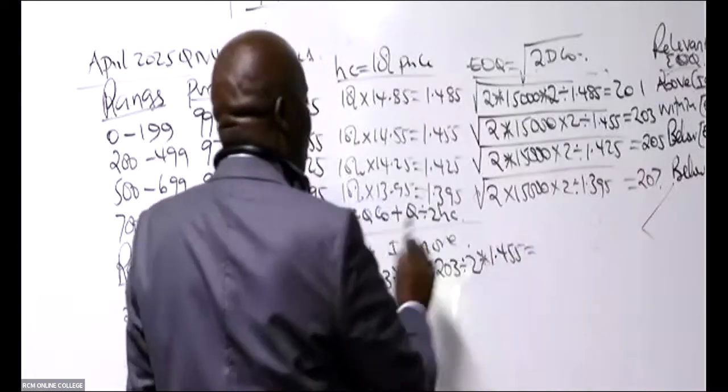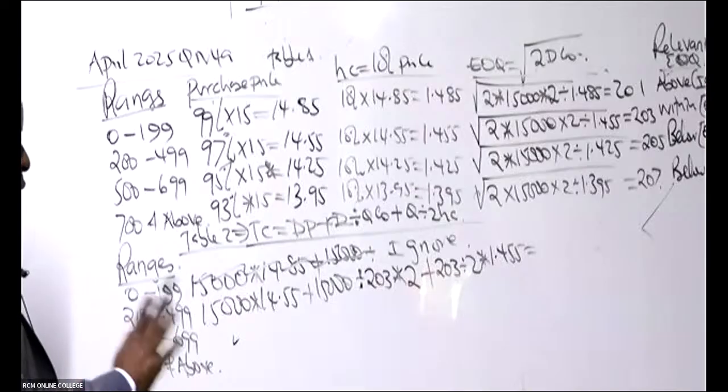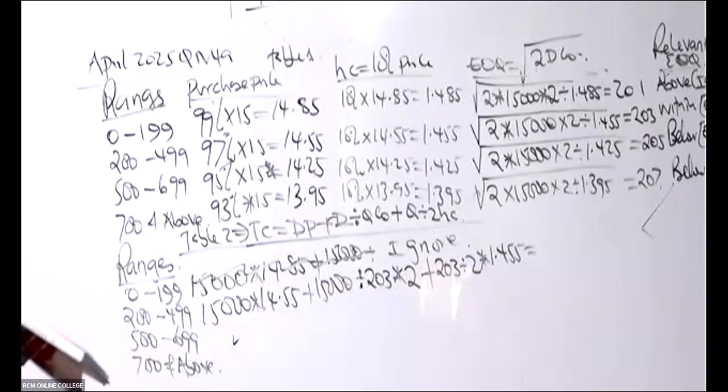455. So go slowly. Don't put brackets anywhere. Just calculate it slowly. Give me the total cost figure. Just move slowly there.